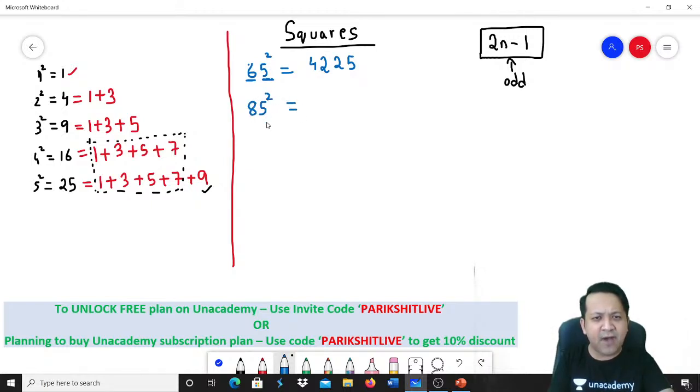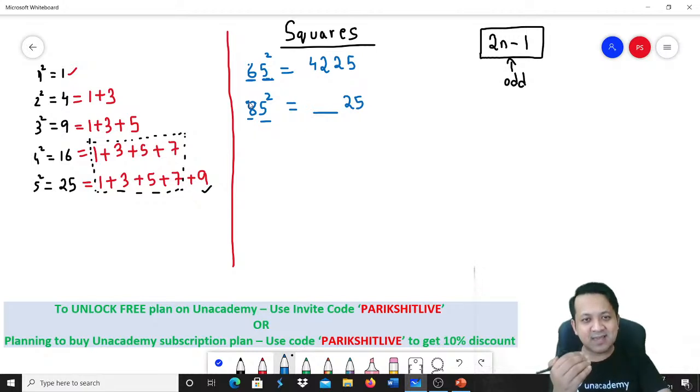Similarly, if you have another number, 85 square, how will you find out? 5 square will always be 25. What about the remaining two digits? The tens digit, whatever the tens digit, into the next number. So 8 is there, you take the next number.